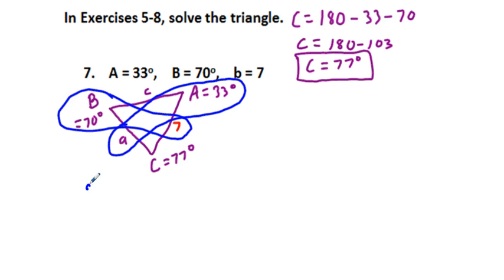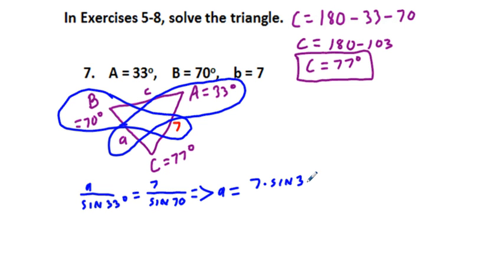So side a, which we do not yet know, is to the sine of 33 degrees, and that's equal to side b, which is 7, over the sine of our angle opposite side b, which is 70 degrees. So side a is equal to 7 times the sine of 33 degrees divided by the sine of 70 degrees.